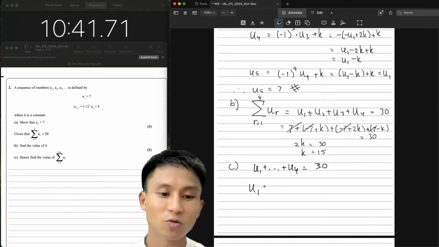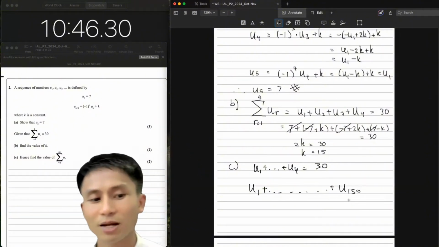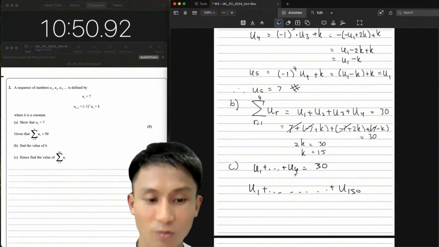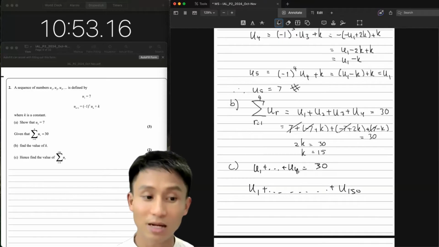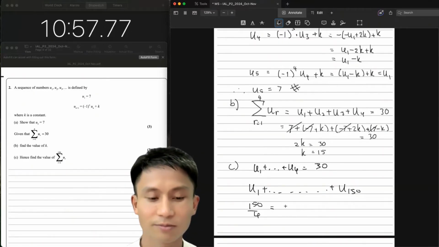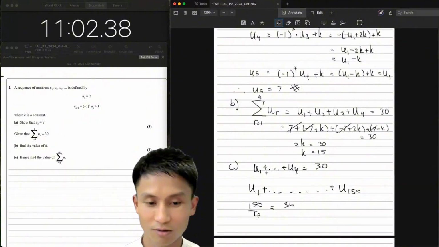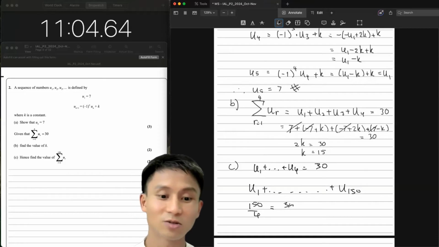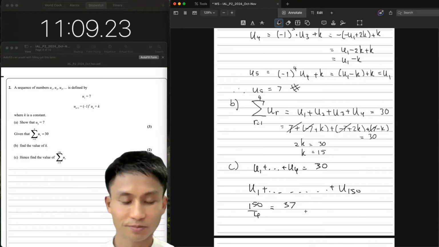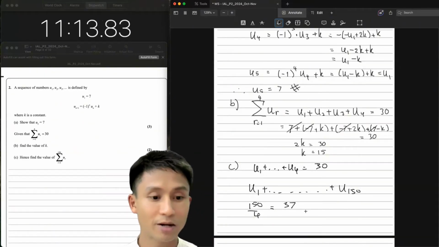That means if you go from u1 to u150, there will be many groups at least. Well, the easiest way is because we know that there are groups of 4, but maybe some remainders. So if we do 150 divided by 4, we get what? We get 3, and then wait, what? 4 times 3 is 12. That should be 7. So it's 37, right? Yeah, and remainder 2.